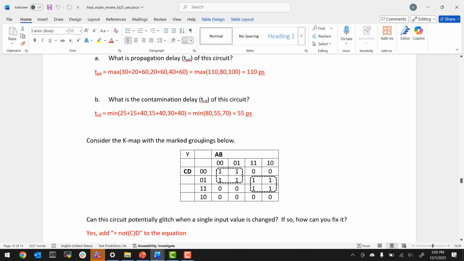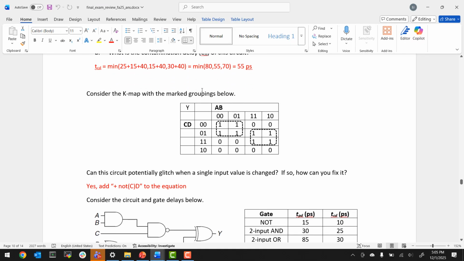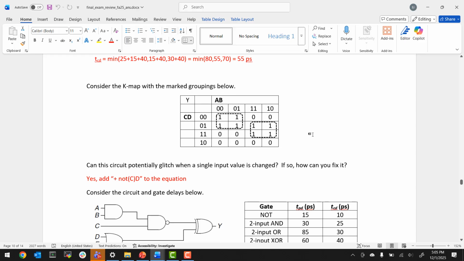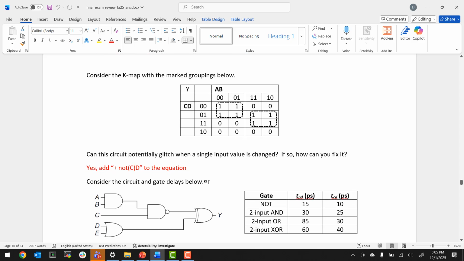Okay, then consider the K-map with marked groupings below. You have to remember this from 211. You guys remember K-maps, right? Karnaugh maps. So the question is, can this circuit potentially glitch when a single input value is changed? Can you get a glitch? Yes, you can glitch. If you go from this K-map grouping to this K-map grouping, what would that involve?